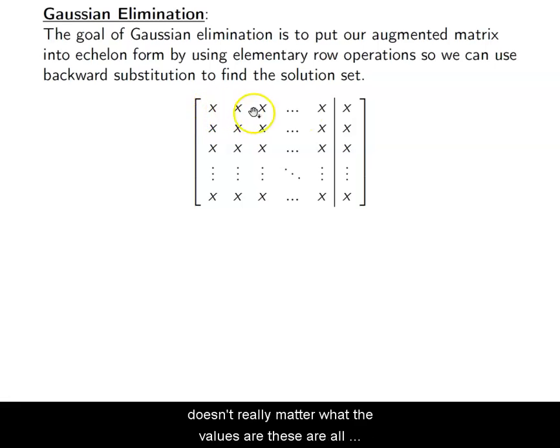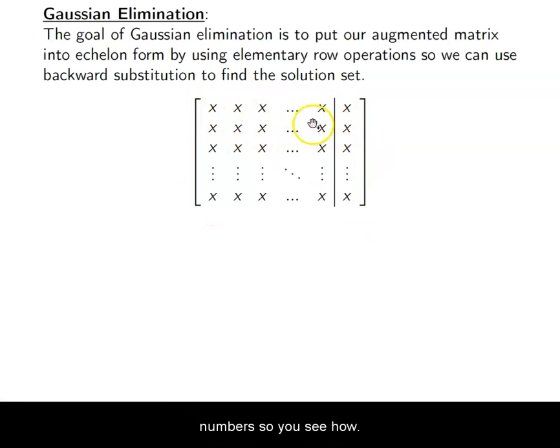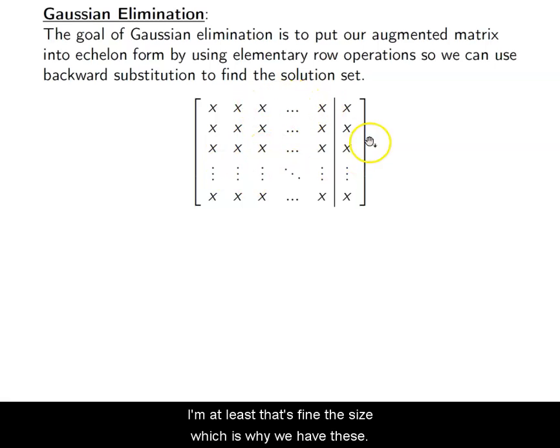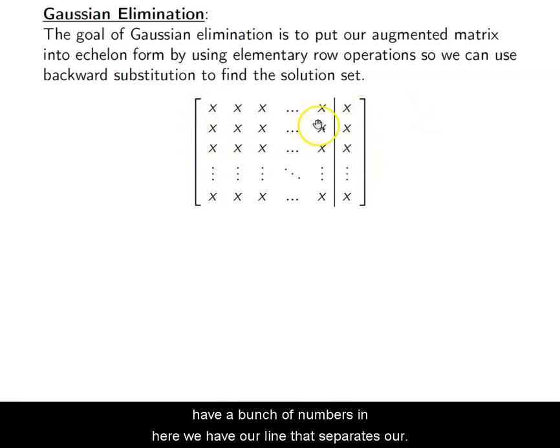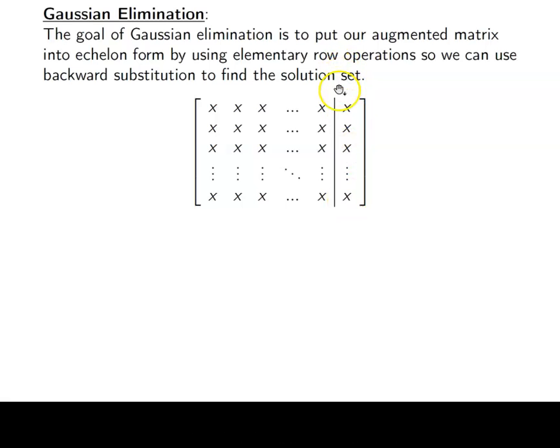Okay, here I wrote X everywhere because it doesn't really matter what the values are. These are all numbers. So you see how I'm not really specifying the size, which is why we have these dots. It could be a 2 by 2. It could be 100 by 100. It could be like 2 by 300 in size. It doesn't really matter what the size is. Okay, we have our augmented matrix. We have a bunch of numbers in here. We have our line that separates our left-hand side from our right-hand side. This is, again, equal to our equal sign.